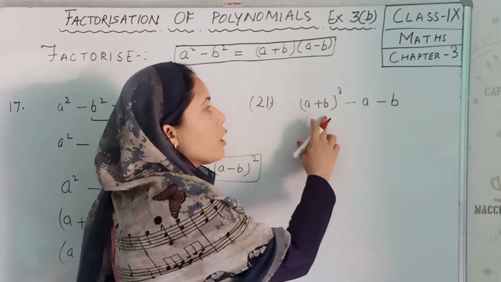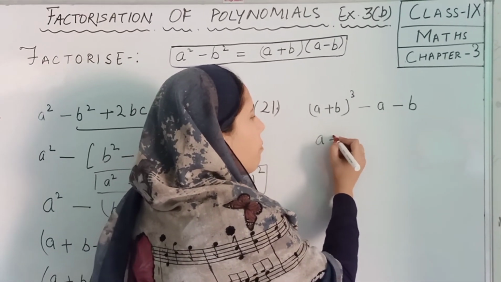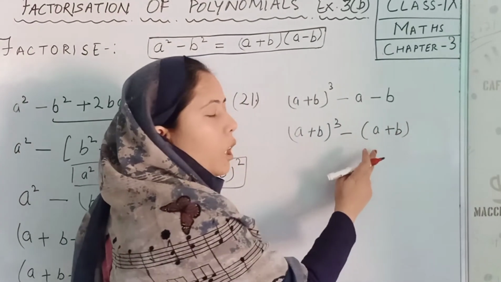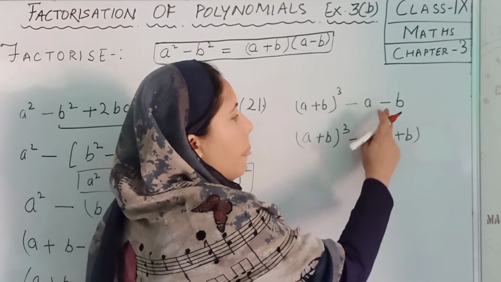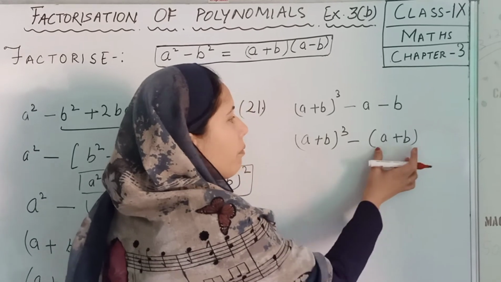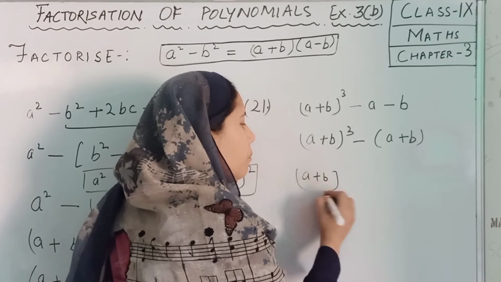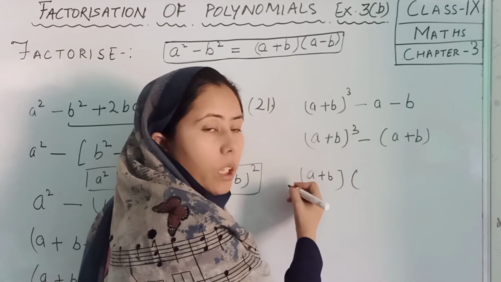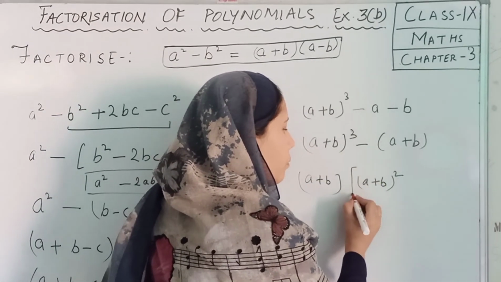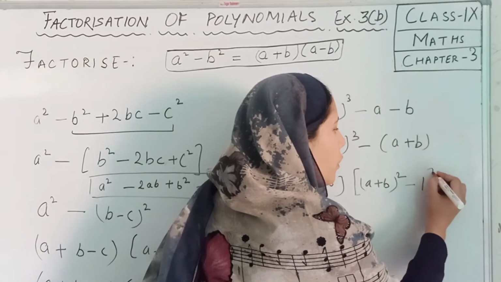Question number 21, (a plus b) whole cube minus (a minus b). Again we will take out minus common. It will become a plus b: minus into a is minus a, minus into b is minus b. Now a plus b, a plus b, we will take out a plus b common. Cube is written, so taking one common, (a plus b) whole square is left. Minus, a plus b common is gone, so 1 is left.